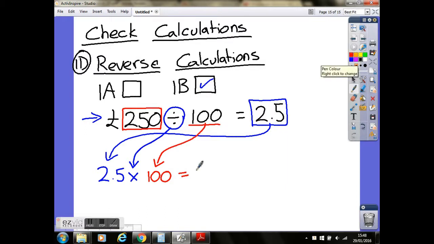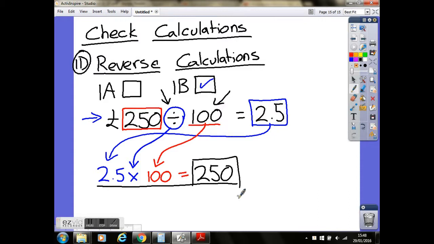So as you can see, that's the exact method we have to use for reverse calculation. It doesn't matter what the calculation is you're checking. If you're doing a reverse calculation, the technique is always the same. Start with your answer, swap your operation, and leave the second number where it is, and you will always end up back with your other number. That's the one that I prefer.